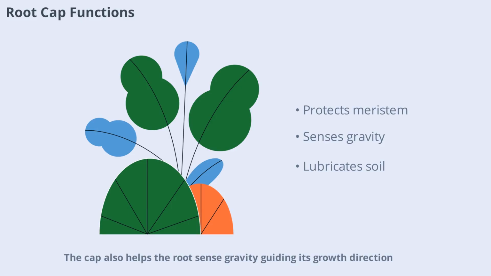The cap also helps the root sense gravity, guiding its growth direction. Additionally, the mucilage secreted by the root cap lubricates the soil, making it easier for the root to move forward. These combined functions are vital for healthy root growth.